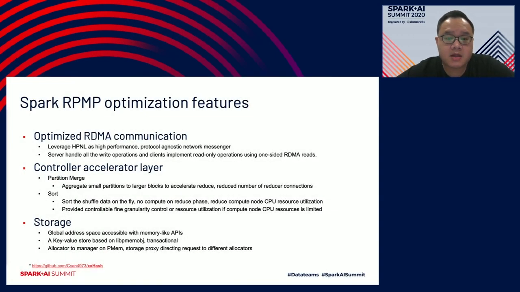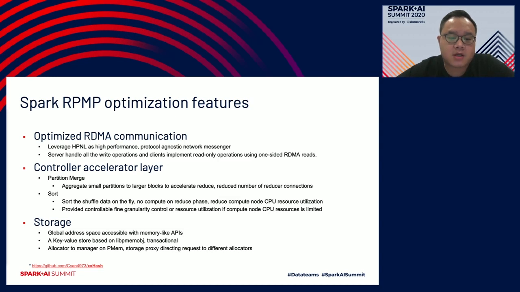There are multiple optimization features in RPMP. The first one is optimizing the RDMA communication. As mentioned above, we are using the high-performance network library. It supports multiple protocols. In the design, we leverage the server to handle all the write operations. We will have the server doing an RDMA write to the client side on the read path. So this will avoid one RDMA communication.